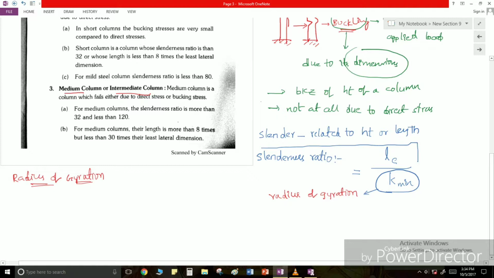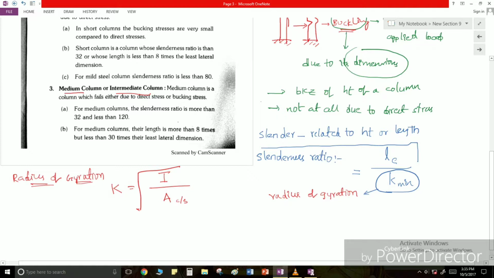Radius of gyration is nothing but the ratio of moment of inertia I to the cross sectional area, under root. It is defined as the ratio of moment of inertia to the cross sectional area, under root, and it is denoted by k.